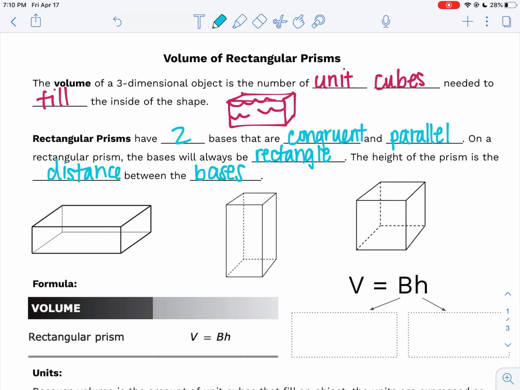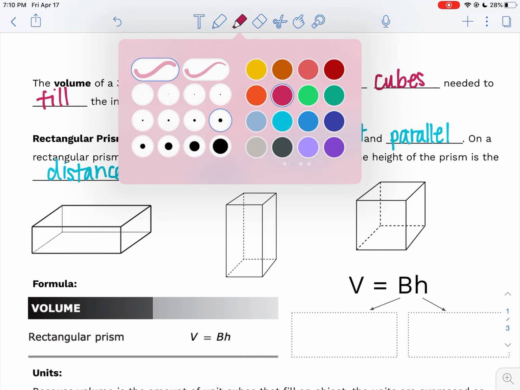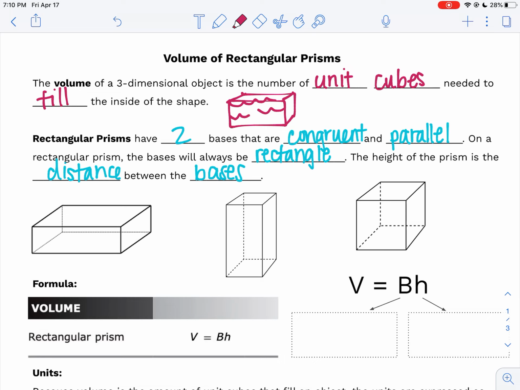All right, let's look at some examples and label the bases and the height. So we're going to shade in our bases with one color, and then we're going to label the height. Typically, your base will be the top and the bottom. So if the bottom is your base rectangle, then it has a parallel and congruent rectangle, which would be the one on the top. Those are the same shape, same size, and they will never touch each other. So those are our bases, and then the height is the distance that connects them. So all of these distances are the height. Those are all the same.